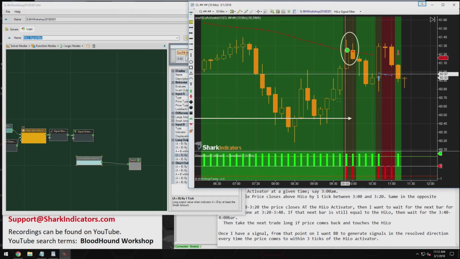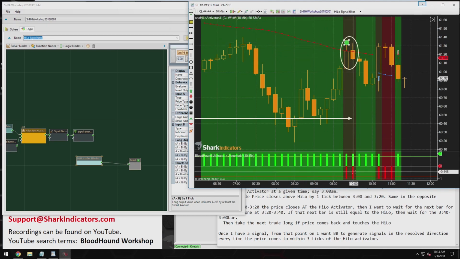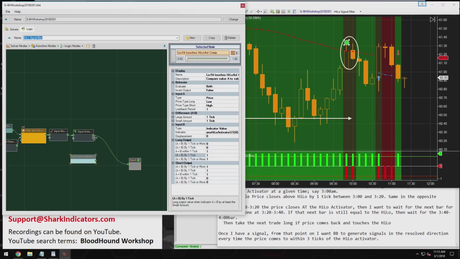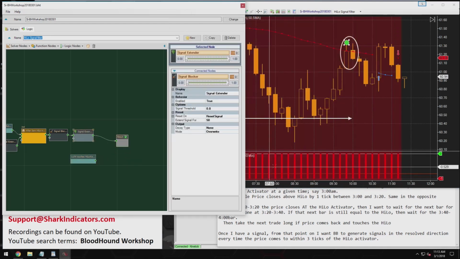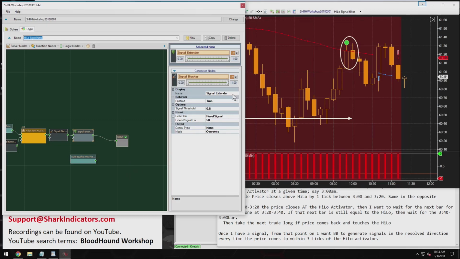So what do we have here? What we're interested in is, in this downtrend, when price touches that high-low indicator, and we can see we're getting a short output on those 2 bars, which is great. The long output will get ignored here, because if you remember, our signal extender is only extending a long output. Think of the signal extender as telling us the trend direction.